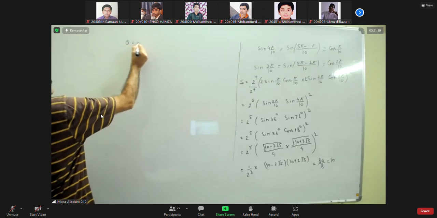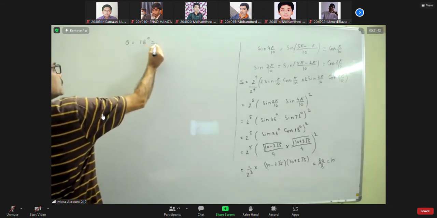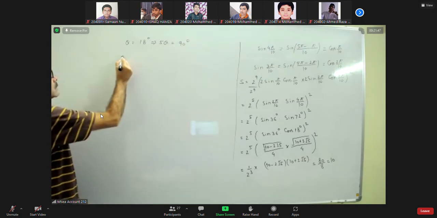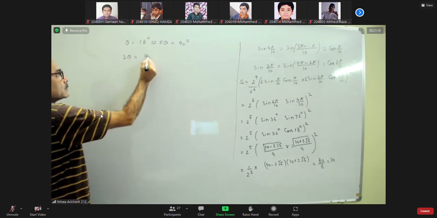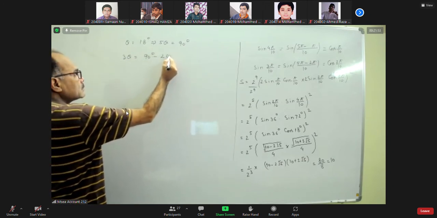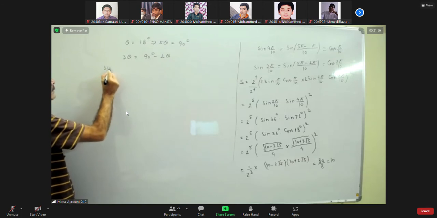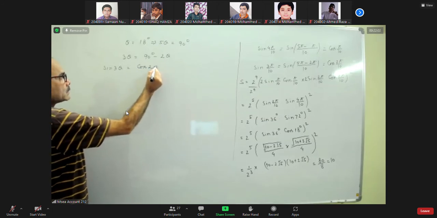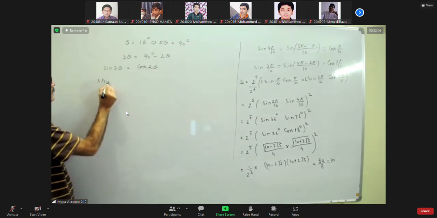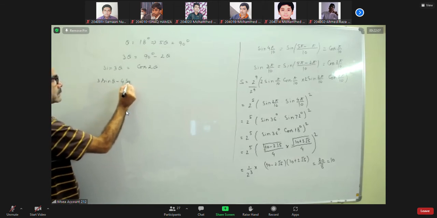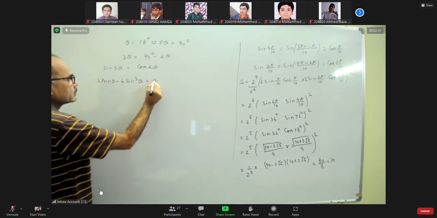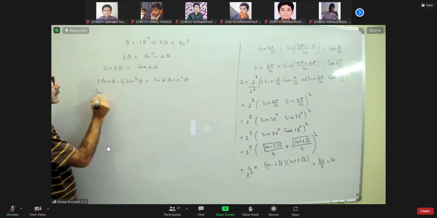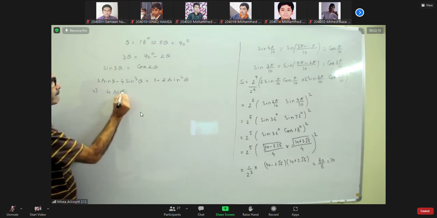Theta equal to 18. 5 theta equal to 90 degree. 3 theta equal to 90 minus 2 theta. Take sine on both sides. Sine 3 theta equal to cos 2 theta. 3 sine theta minus 4 sine cube theta equal to 1 minus 2 sine square theta. So we are getting a cubic equation in sine theta.